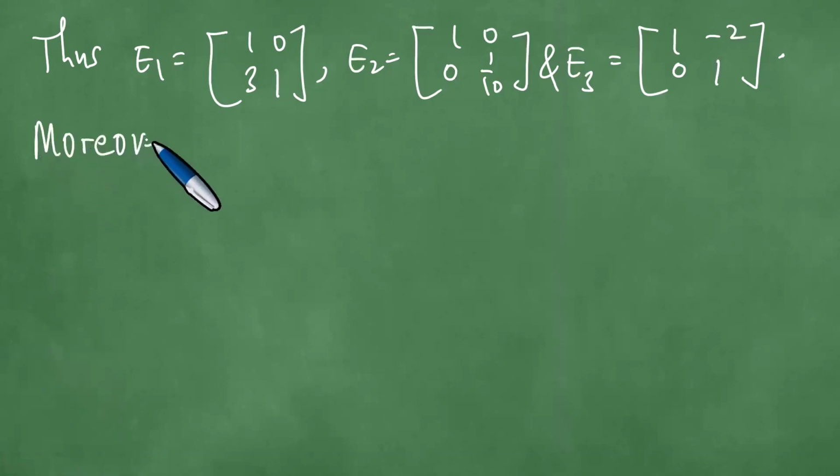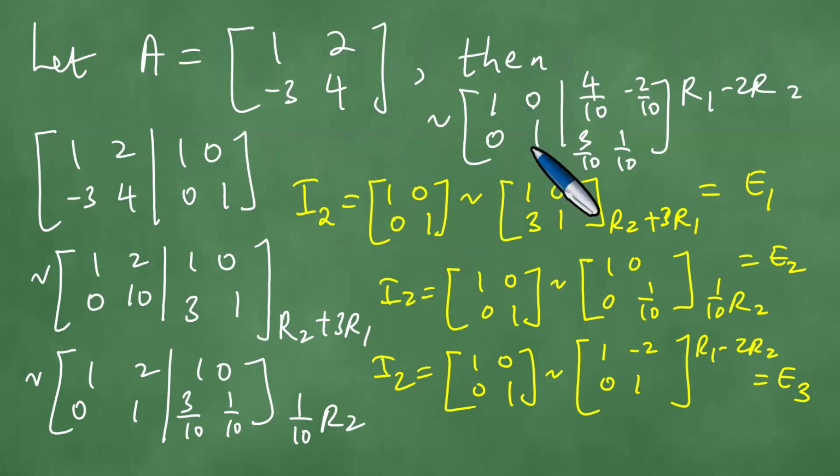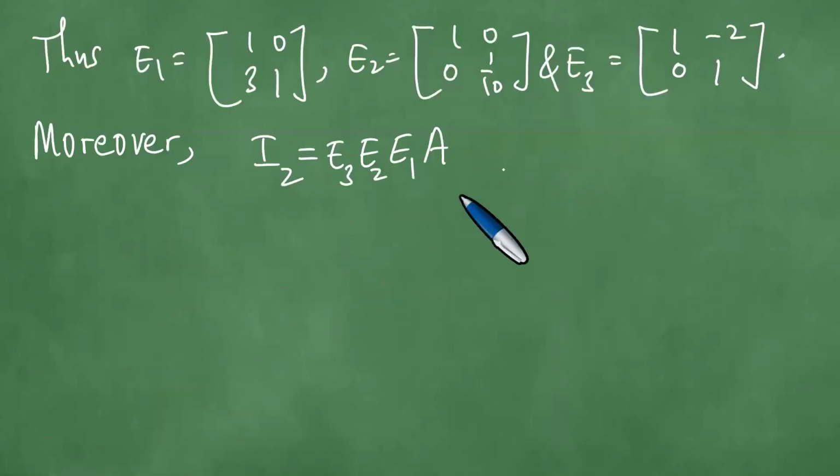Moreover, we started with the matrix A, performing the first elementary row operation, getting E1, the first elementary matrix. Similarly, we obtained the second elementary matrix and the third elementary matrix, and as a consequence, the result was the 2 by 2 identity matrix, which was obtained here. We started with the matrix A, performed the row reductions until we got to I2, the 2 by 2 identity matrix. Now, what is the meaning of all this?